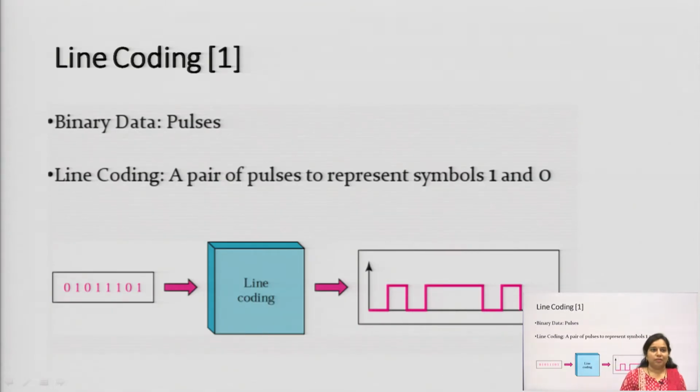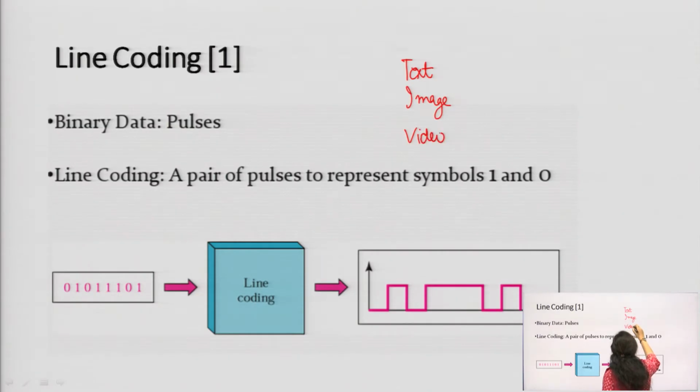So, first, what is line coding? Let me introduce this first. What is line coding, why we need line coding and where we have to use line coding. Whenever we want to transfer any information for communication, the original information may be in the form of text, it may be an image, it may be a video. All other options are also available.